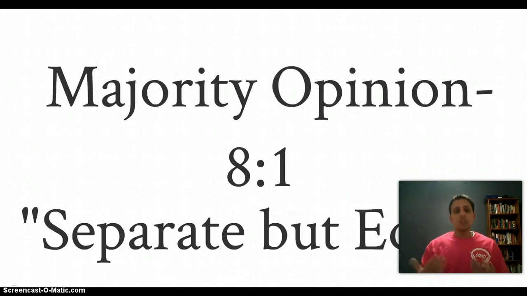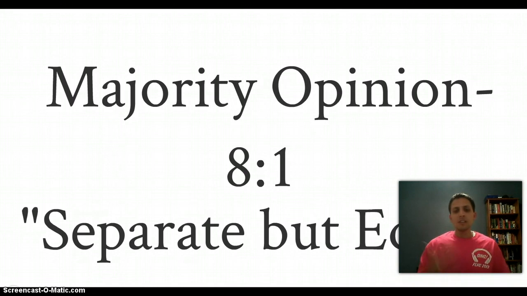What the Supreme Court justices who are in favor of this majority opinion say is that it is okay to separate the races as long as you give them equal facilities. So it's perfectly constitutional to separate people based off of race or maybe even ethnicity or other factors as long as you give them the same equal facilities, the same equal treatment under the law.